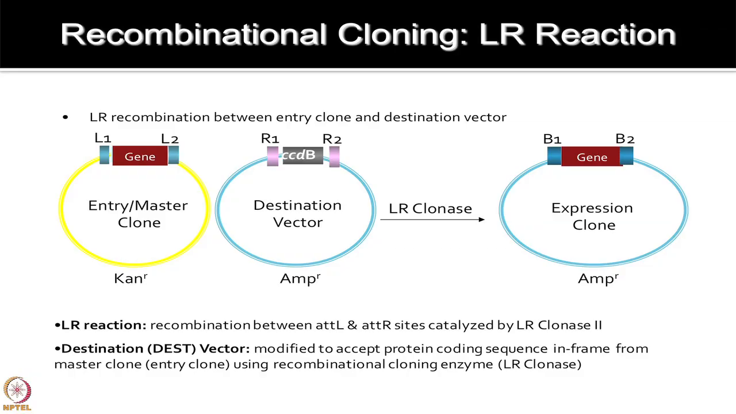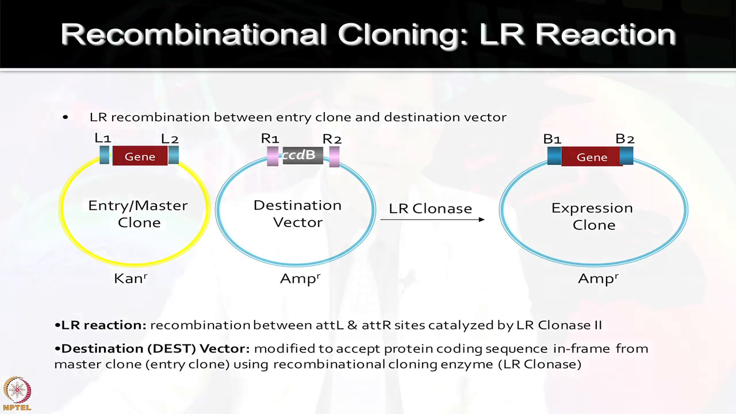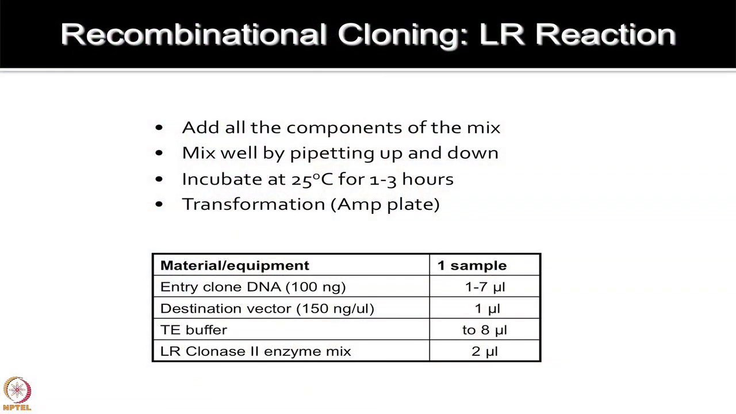The destination vector is modified to accept the coding sequence in frame from the master clone, the entry clone from the BP reaction, using the recombinational enzyme LR clonase, and then you can move your gene of interest to any suitable vector in this manner. Again, this reaction is very simple, and as you can see on the slide, you take the entry clone DNA, destination vector, TE buffer and LR clonase enzyme, mix them together, incubate at 25 degrees, then perform transformation and select the colonies on the ampicillin plate.